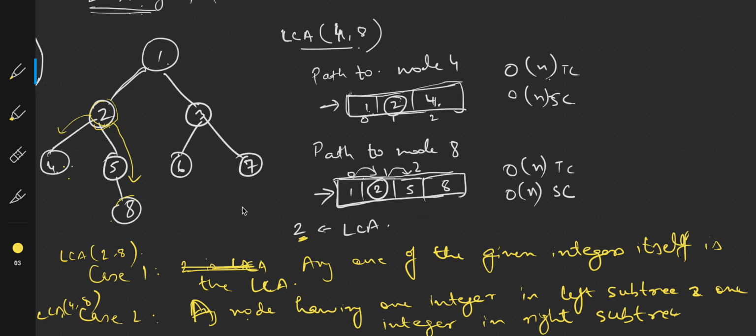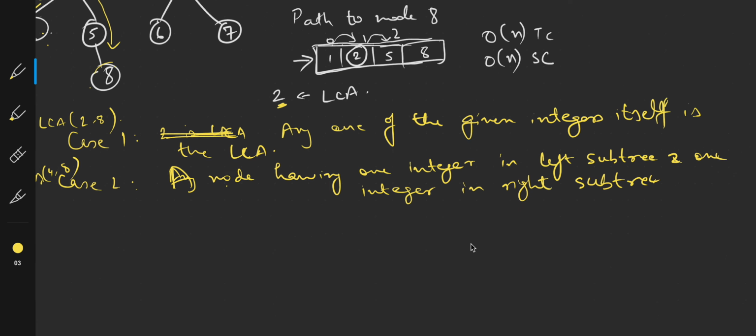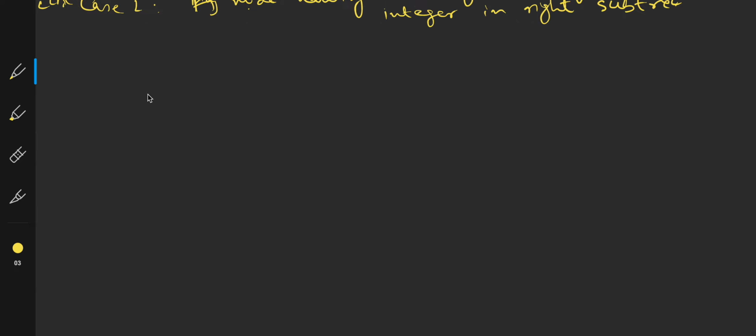Now for that, what we can do is use a divide and conquer kind of approach. Not exactly divide and conquer, but going towards the leaf nodes and then trying to find the lowest common ancestor and then making the solution bottom up, right? So we have to follow this bottom up approach here.